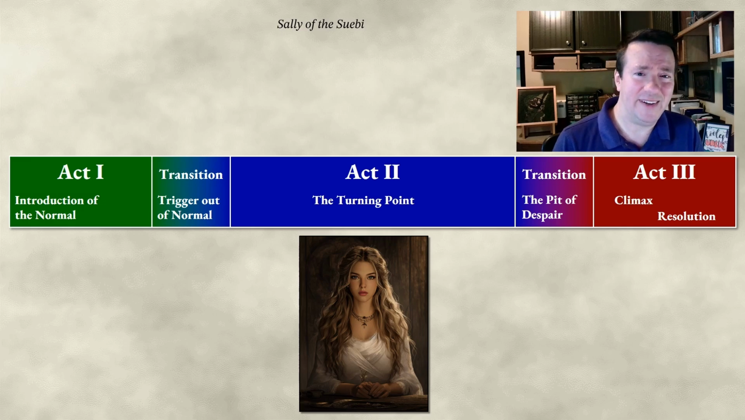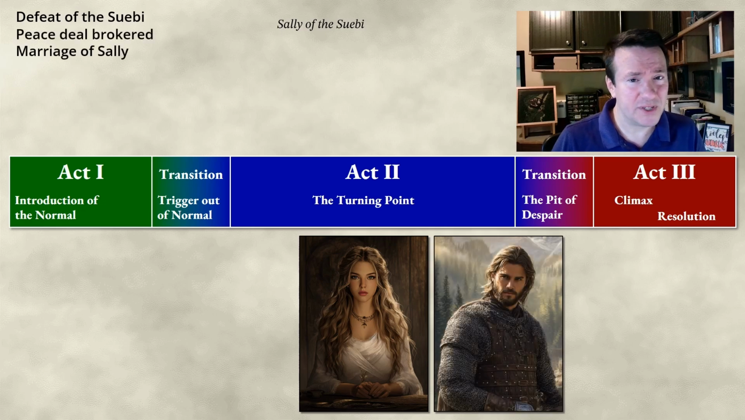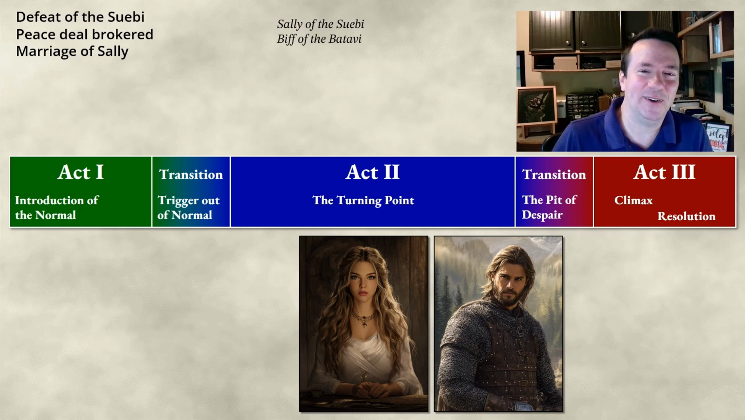Now we know from the idea that her tribe, the Suebi, were defeated by another tribe, and she was given in marriage to that victorious tribe as part of a peace deal. What if the warrior from my idea was a member of the victorious tribe? I'm going to give him my favorite placeholder name, Biff. And we'll borrow shamelessly again from another Germanic tribe, and we'll call his tribe the Batavi. Biff of the Batavi. Another set of alliteration there.